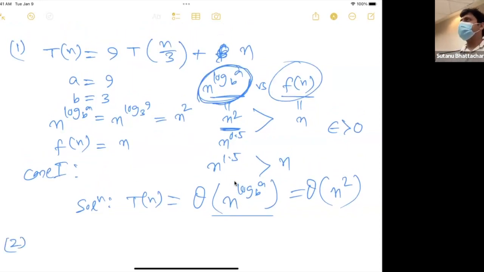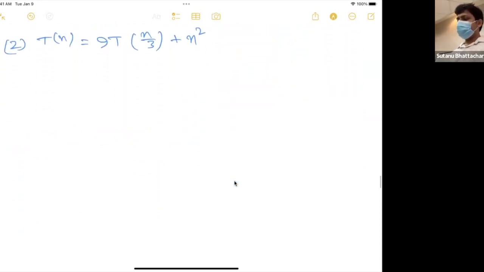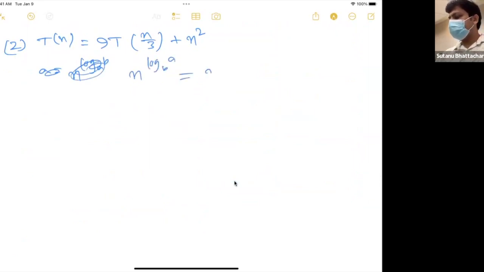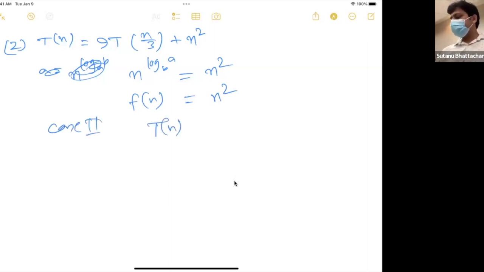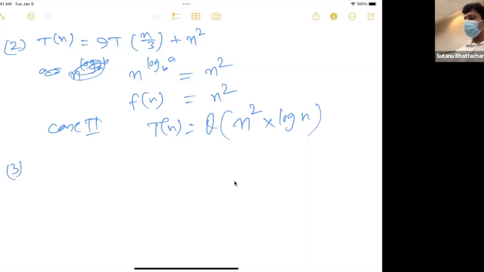Now the second one is pretty similar. I will only change the value of f of n. Now it is n square. Now tell me what will be the answer. You already calculated n power log a base b, you know that is n square. Here f of n is also n square. So which case will be applicable? Yes. Case 2. Very good. So case 2, that is, they are equal. So what will be the answer? N square times log n. Clear? Very easy.